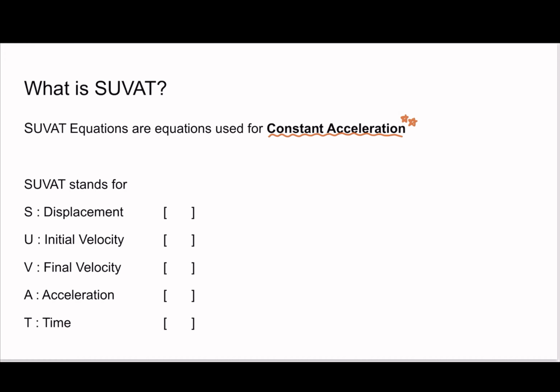S stands for displacement, distance in a straight line. U is the initial velocity and V is final velocity. A is acceleration and T is time, or the duration of the motion. We must also remember that displacement, velocity, and acceleration are vectors, so direction must be taken into account.